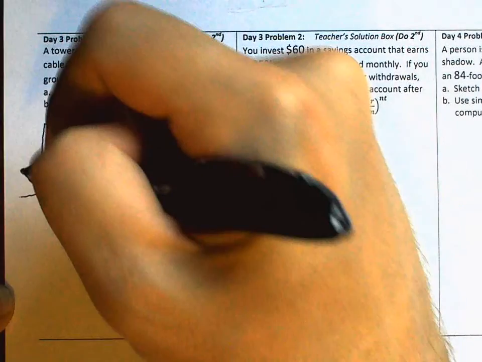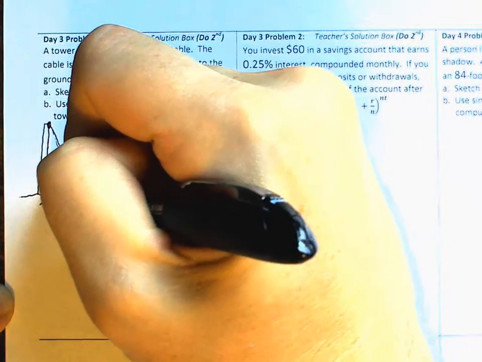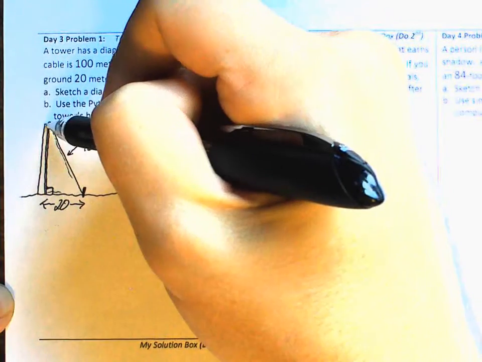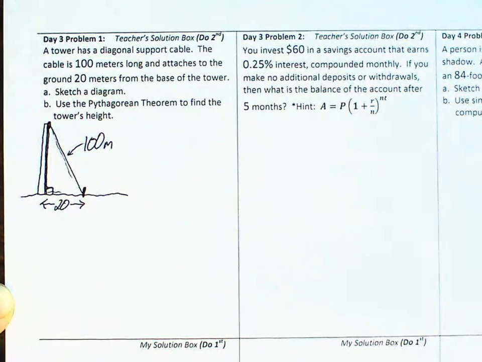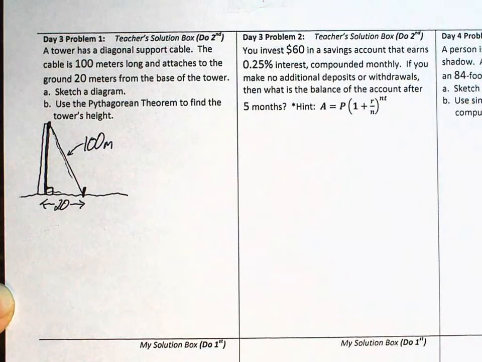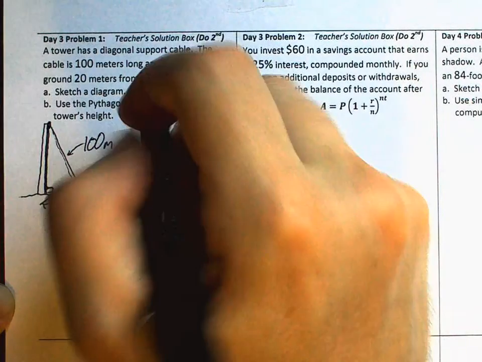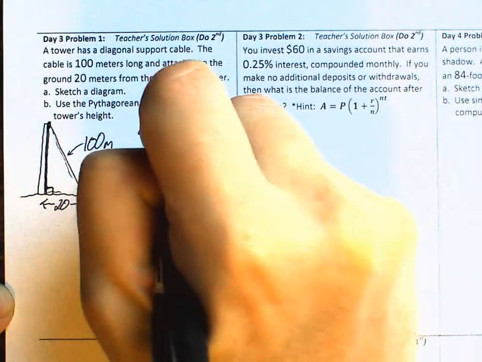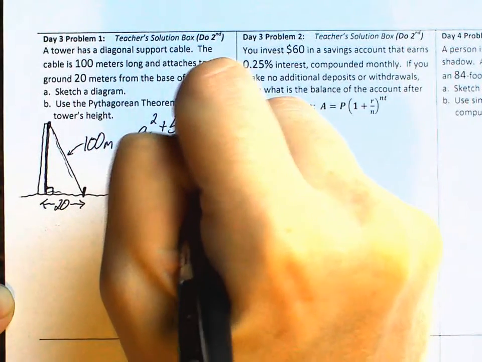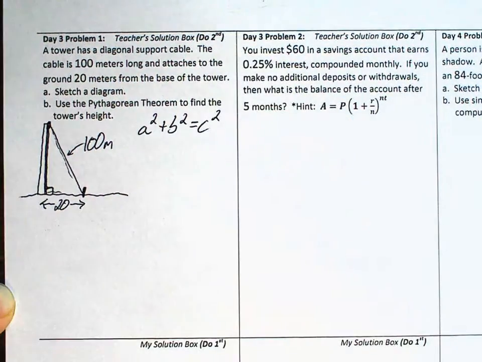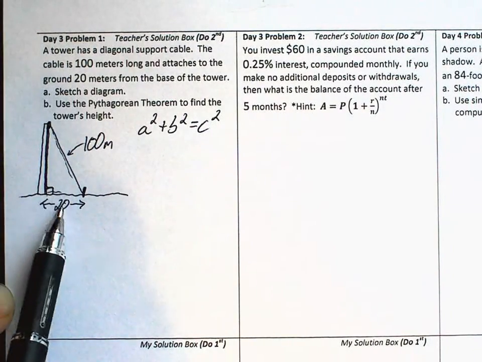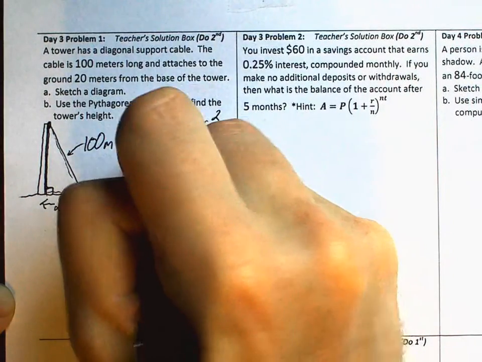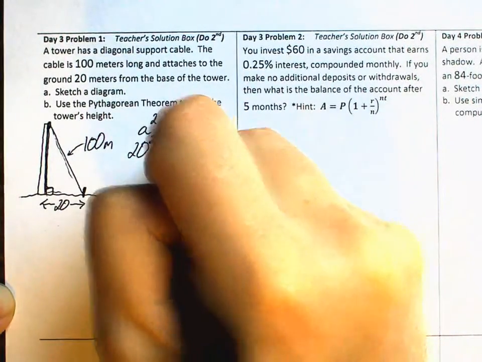And what we don't know is how tall is the tower? Or in terms of this right triangle shape, how long is this side of the right triangle? Question B, use the Pythagorean theorem to find that. So a squared plus b squared equals c squared. In this drawing, the shortest leg of the right triangle appears to be this side labeled 20. So 20 gets filled in for a.